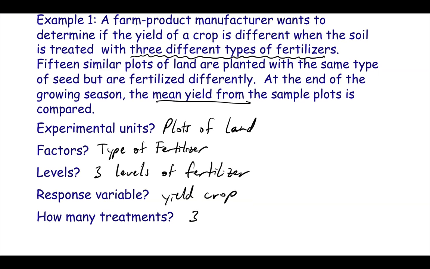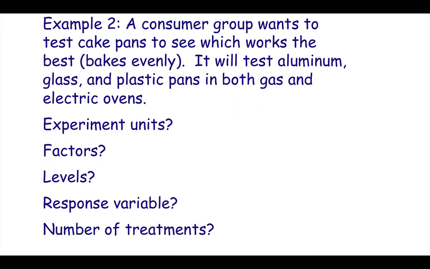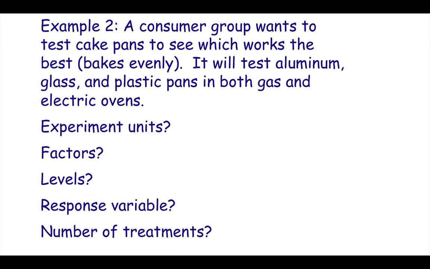Okay. All right, let's try this one now. A consumer group wants to test cake pans, to see which one works the best. The best meaning bakes more evenly. It will test aluminum, glass, and plastic pans in both gas and electric ovens. So fill out those for this one, for example 2.